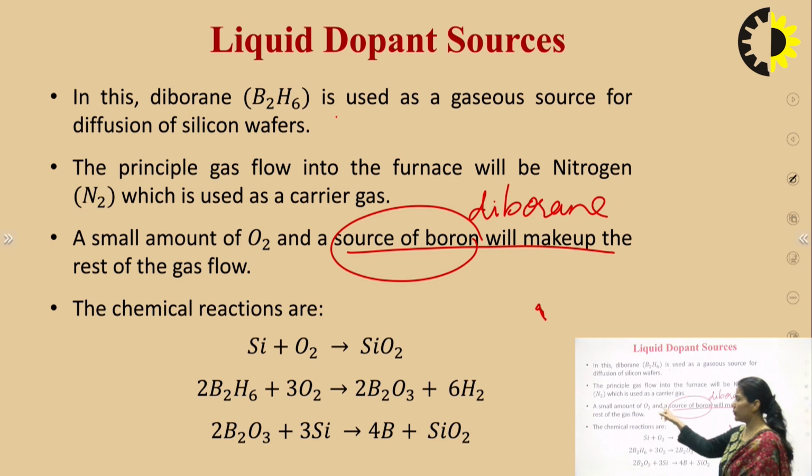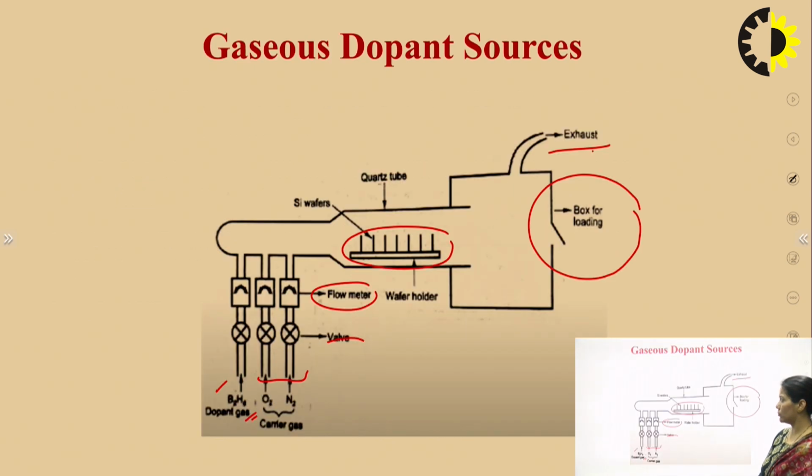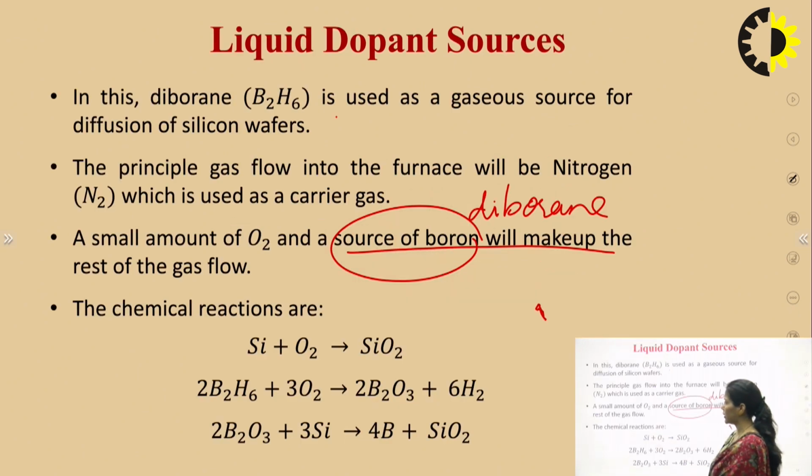So here the small amount of O2 and diborane will make up the rest of the gas flow. This is diborane, this is O2 and this is the carrier gas N2. The chemical reactions that take place are Si plus O2 giving SiO2. So silicon will react with the oxygen to form silicon dioxide.